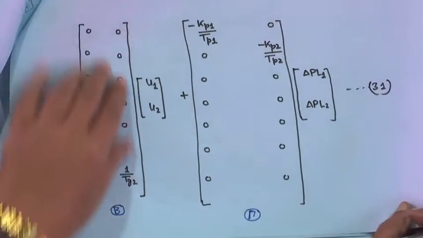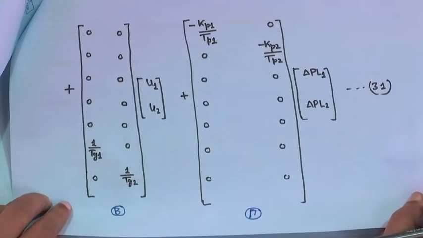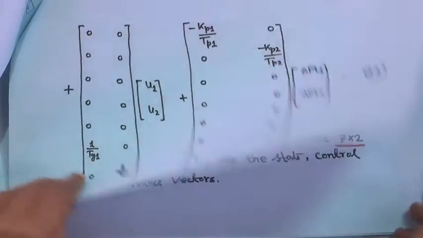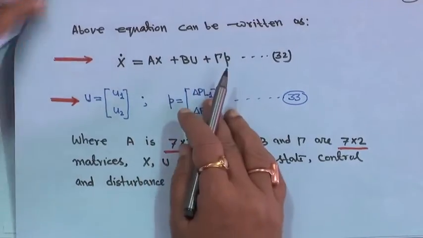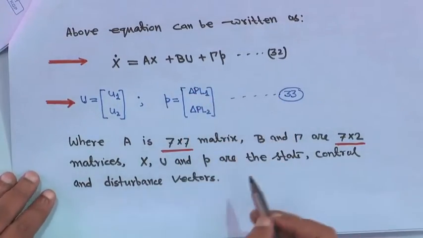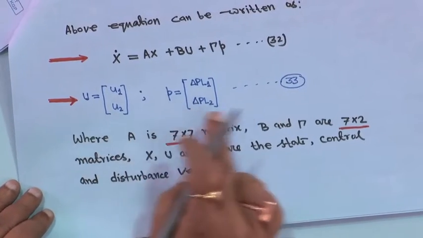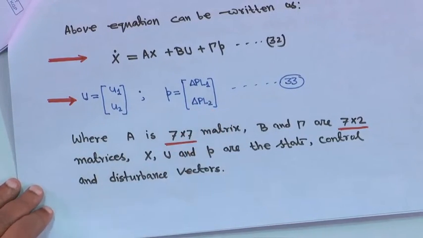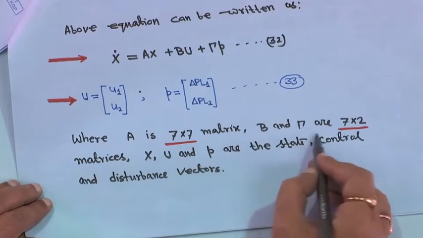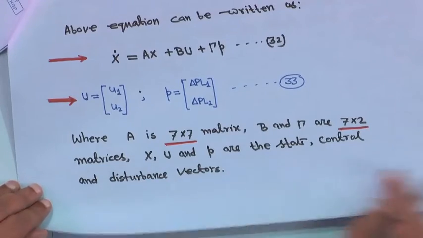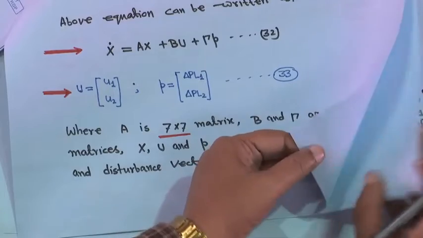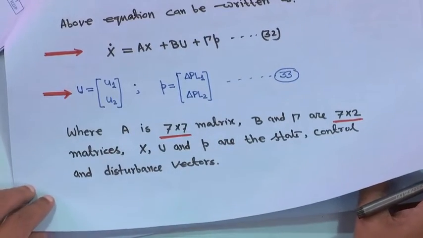So, now you can write x dot is equal to Ax plus Bu plus gamma p. This is equation 32, where u is equal to u1, u2 and p is the disturbance vector delta PL1, delta PL2, where A is a 7 into 7 matrix, B and gamma are 7 into 2 matrices, and x, u and p are the state, control and disturbance vectors. The state variables we have chosen, you can interchange this way or that way, no problem, but you will get the same result.